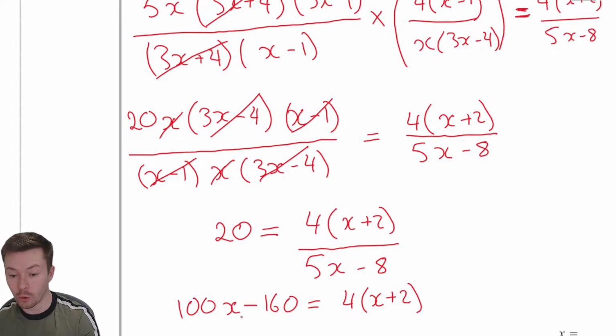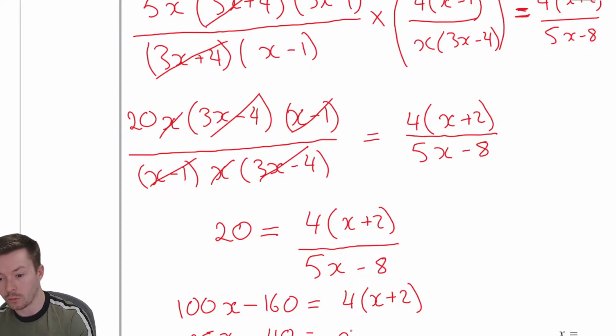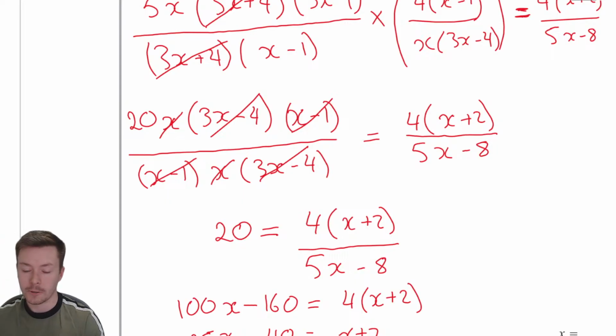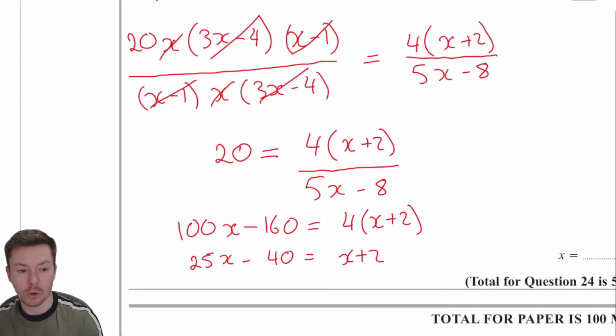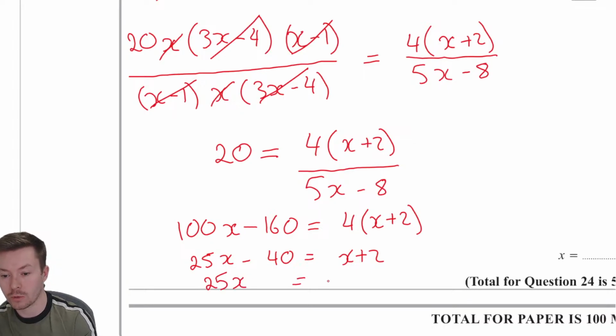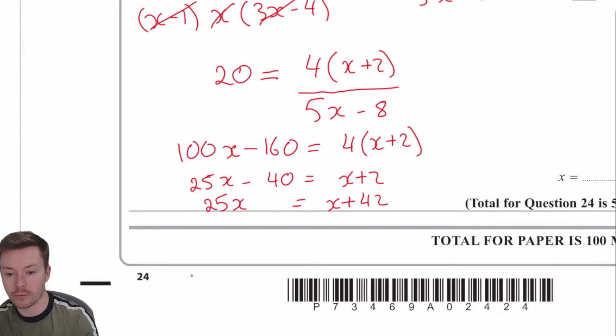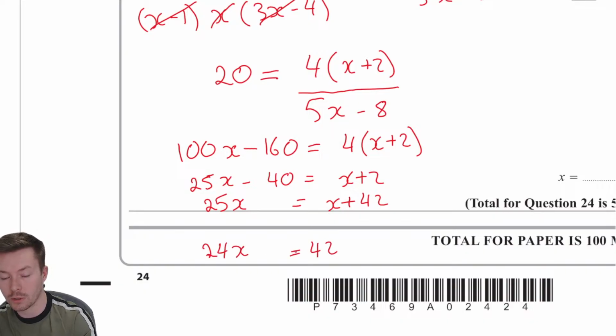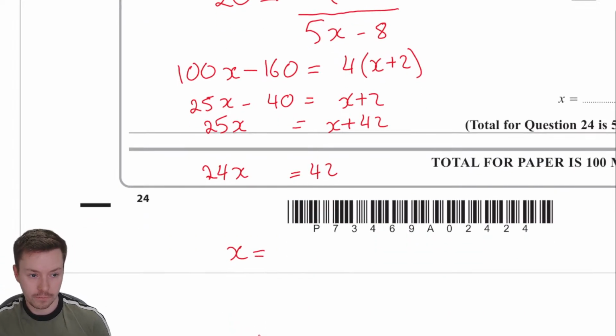Divide both sides here by 4. And I'm going to get 25x minus 160 divided by 4 is 40. That's equal to x plus 2. Then I'm going to need to add the 40 to both sides. I am running out of space here very rapidly. 25x is equal to x plus 42. Take away the x from both sides, and I'm going to get 24x is equal to 42. Divide by 24 on both sides. We're going off the paper here.